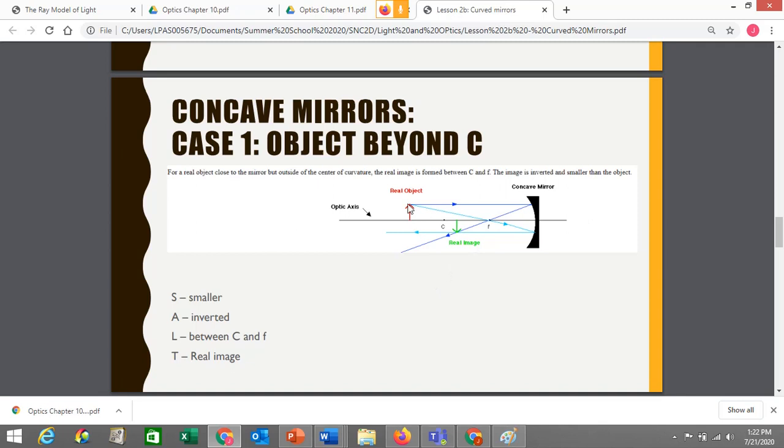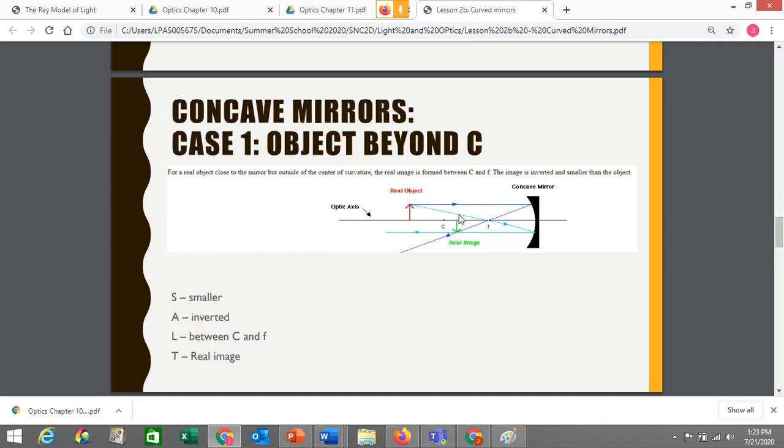If you have an object that's behind the center of curvature, and you analyze it with one of these diagrams, so again, remember that the line from the top, if it's parallel to the principal axis, it will go through the focus. And if it goes through the focus, then it will come back parallel. And so you just get the point of intersection for the top. The bottom is just along the principal axis, and you draw your image.